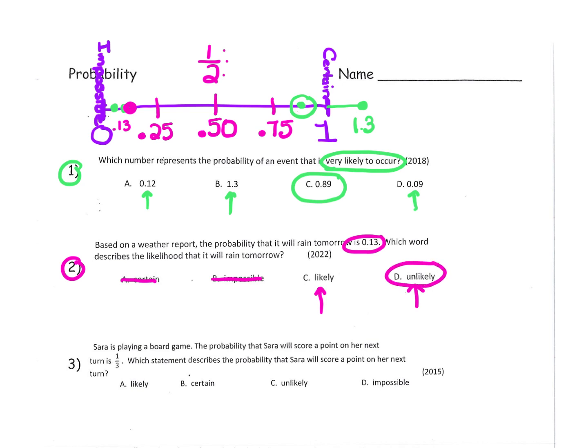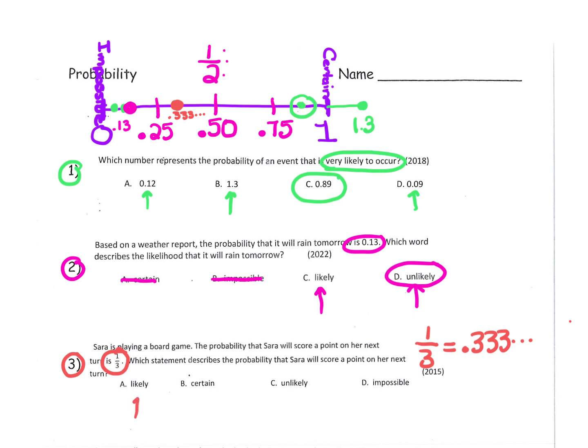D. And lastly, for number 3, it states, Sarah is playing a board game. The probability that Sarah will score a point on her next turn is 1/3. Which statement describes the probability that Sarah will score a point on her next turn? Well, again, take 1/3 and convert it to a decimal. 1 divided by 3 on your calculator. It gives you the decimal equivalent of repeating 3, which falls here on the probability scale.